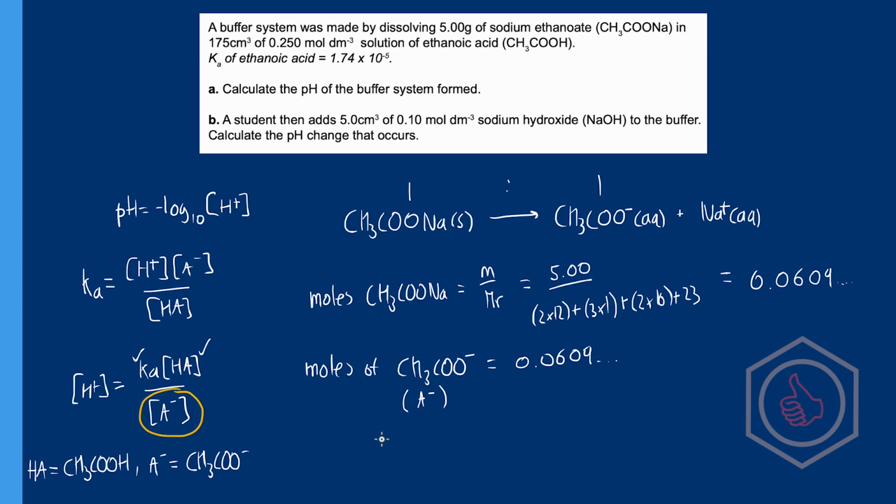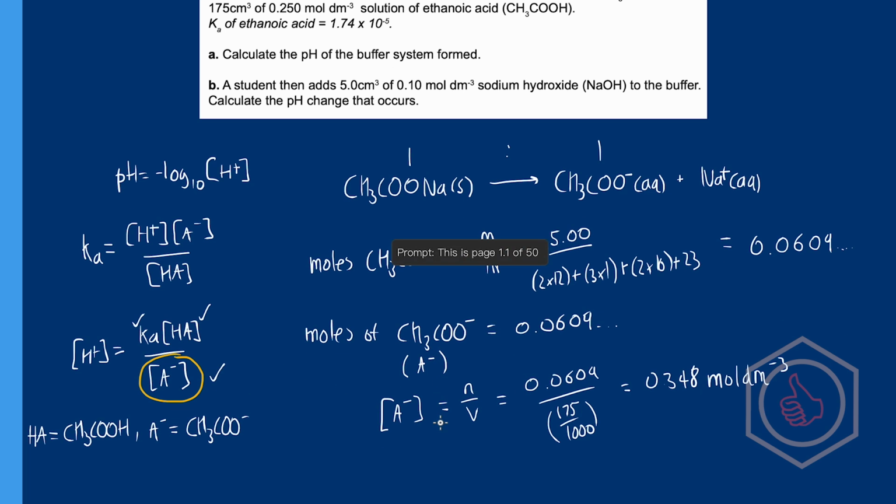Well, to find the concentration of A−, all we now need to do is divide the moles by the volume. So 0.0609 divided by 175 divided by 1000. Note we're using 175 here for the volume because we're told at the start we've got 175 cm³ of solution, and we're dividing by 1000 to get the volume into dm³. This gives us a concentration of A− of 0.348 mol per dm³. Great, we now have all the values we need, so we can tick for the A−.